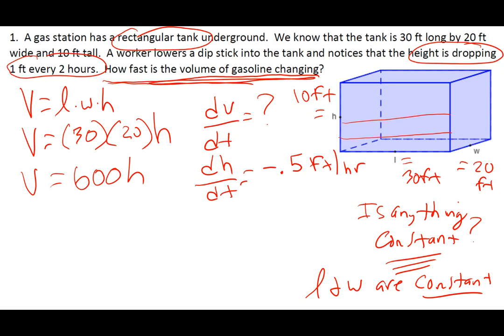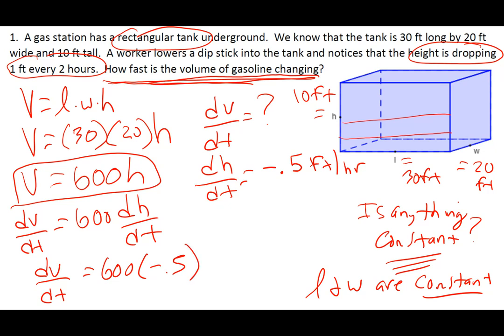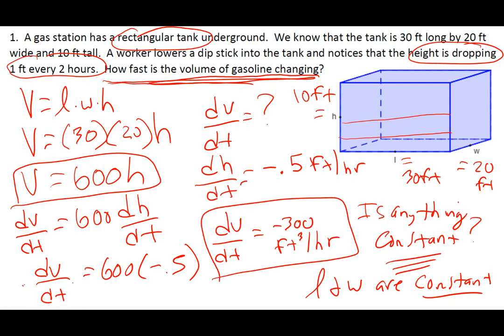So I'm going to go ahead now and take my volume equation, and I'm going to differentiate with respect to t. So dV/dt is equal to 600, which is a constant. H goes down to h to the 0, which disappears, followed by dh/dt, which means that dV/dt is equal to 600 times negative 0.5. Which means that dV/dt is equal to negative 300. And then because this is a volume and because it's in feet and hours, I know that it is cubic feet per hour. And that's going to be my answer.